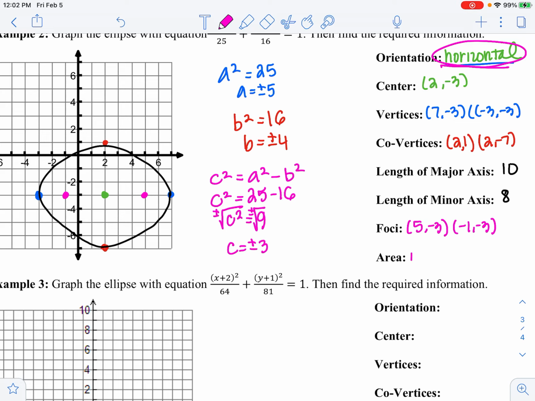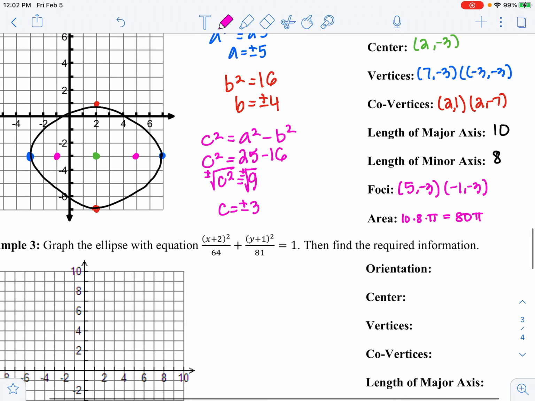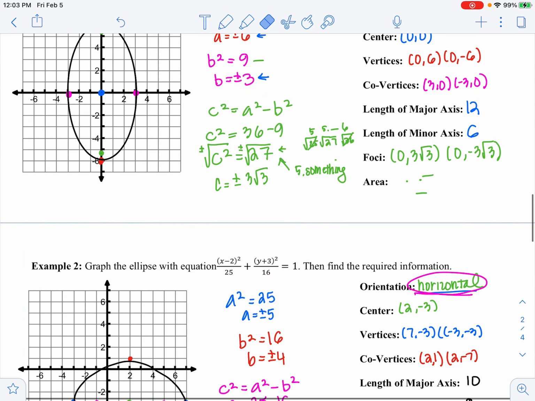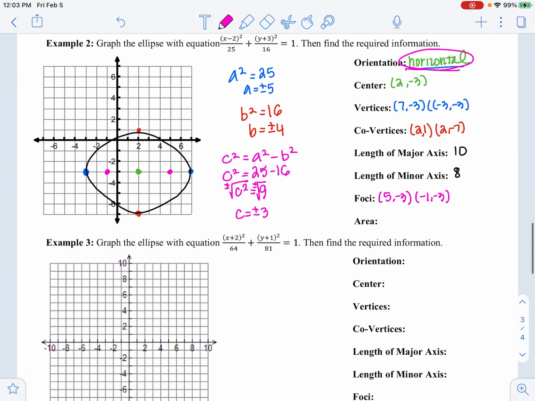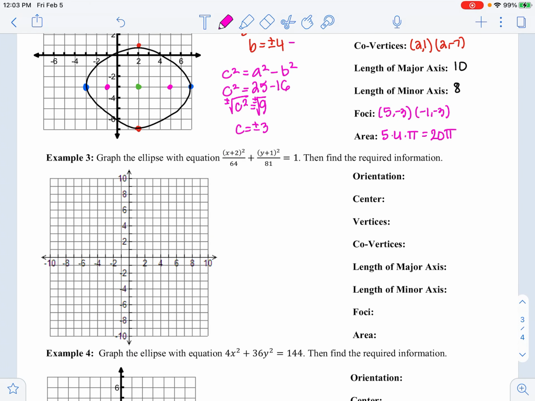A times b times pi. 10 times 8 times pi is 80 pi. Okay, next one. Oops, not 80 pi. A times b times pi. I did the last one wrong, too. I did the major axis times the minor axis. I just realized that. A times b times pi. 6 times 3 times pi, 18 pi. I was saying it out loud and not doing it. A times b times pi, 5 times 4 times pi, 20 pi. I'm saying it out loud, but I'm not doing it, so I fixed it at least.